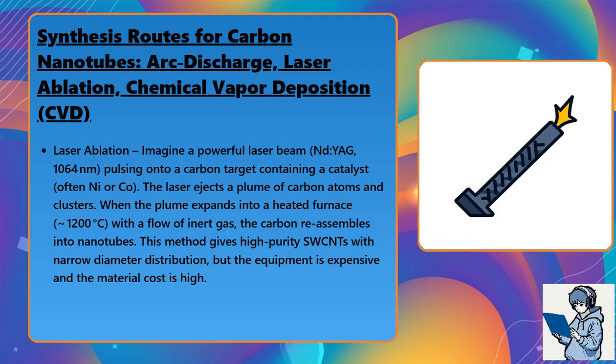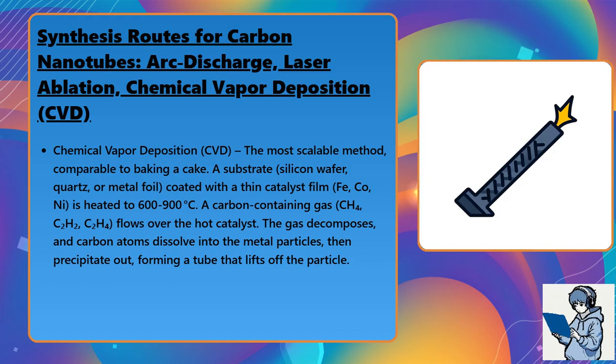Chemical vapor deposition, CVD, the most scalable method, comparable to baking a cake. A substrate, silicon wafer, quartz, or metal foil, coated with a thin catalyst film, iron, cobalt, nickel, is heated to 600 to 900 degrees Celsius. A carbon-containing gas, CH4, C2H2, C2H4, flows over the hot catalyst. The gas decomposes and carbon atoms dissolve into the metal particles, then precipitate out, forming a tube that lifts off the particle.